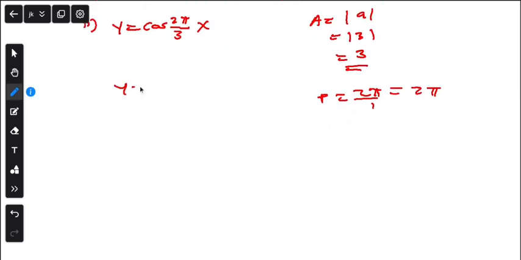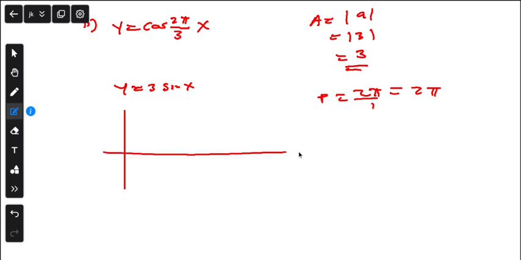So this is sine. This is y is equal to 3 sine x. We know that sine starts from 0 and goes like that. So let me just draw the xy plane. Like I said, the period is describing the x-axis where you are ending. So here we are ending at 2 pi.